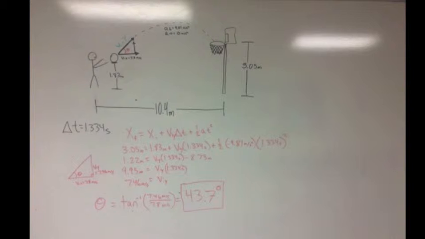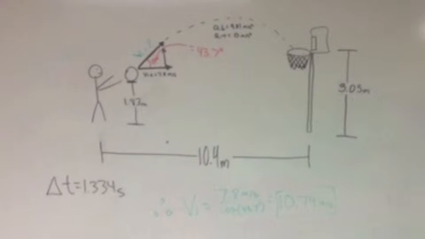We used the two velocity components to find our angle, being inverse tan of 7.46 over 7.8, which equaled 43.7 degrees. To find the initial velocity, we had to use our initial velocity in the x direction, 7.8 meters per second, over the cosine of our angle, 43.7 degrees. This gave us an initial velocity of 10.79 meters per second.